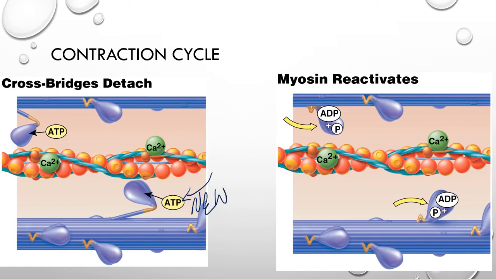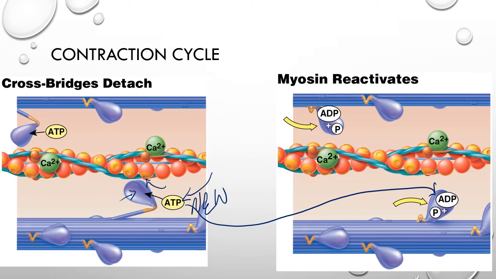So we need to have some new ATP come along. New ATP comes in there, and it's going to weaken the bond between the myosin head and the actin binding site. And as it does so, it now has it released there. We're going to hydrolyze the ATP. We're going to move from ATP into ADP and inorganic phosphate. And now that myosin head is recocked. We pulled the actin in towards the center.